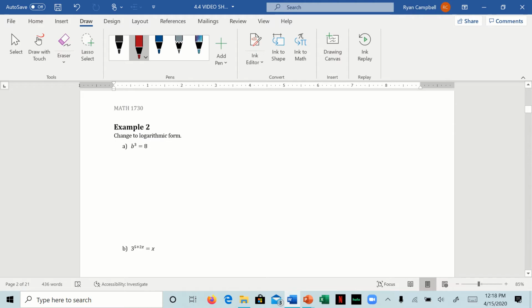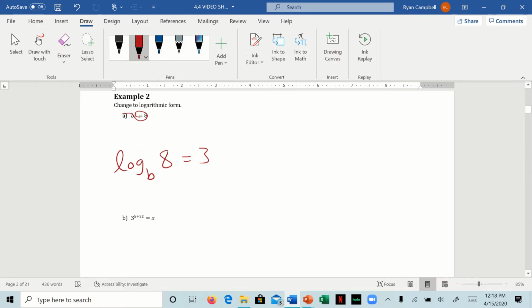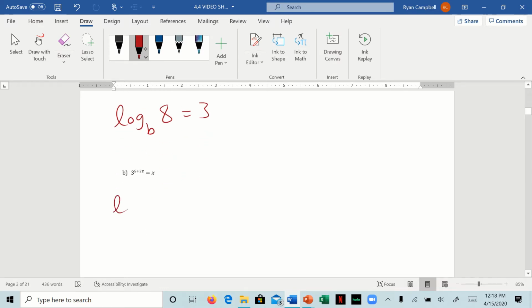All right, now let's change it to the logarithmic form, so the other direction. We're going to have log base b of 8 equals 3. Log base b of 8 equals 3. That's how you say that. All right, next one. We're going to have log base 3 of x equals 5 plus 2z. I'll make the 5 a little more 5-ish. There you go.